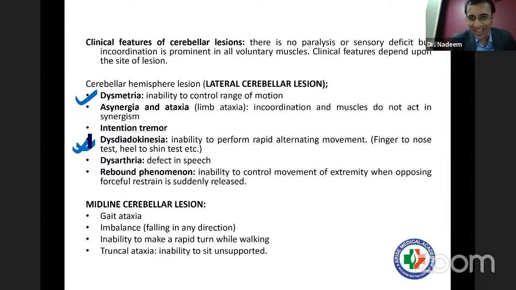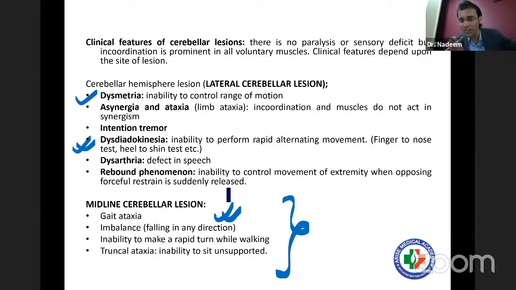But what about the midline? If there is a midline lesion, what will happen? Whenever the patient is walking, the patient can fall in any direction. Imbalance will be there. You ask the patient to walk and take a sudden turn, and he will not be able to. That is called inability to make a rapid turn while walking. Remember these 2 points for the midline lesion. Remember dysmetria and dysdiadokinesia in the lateral lesion.